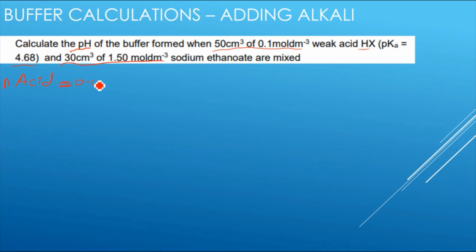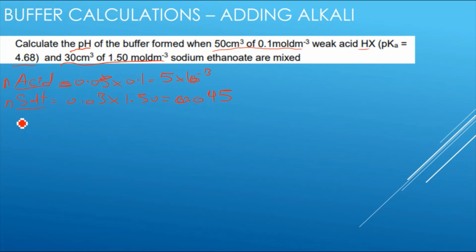So 0.05 times 0.1 in this case, so that would just be 5 times 10 to the power of minus 3, and then the moles of the salt. So this is just 0.03 times 1.50, and this would get me 0.045. So this is the moles of my acid and the moles of my salt.